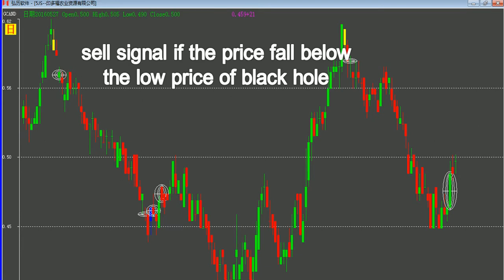Sell signal: if the price falls below the low price of the black hole, you should sell quickly. So where is the sell point? Here is the sell point. Then we can see here is another sell point. So if you see the price fall below the low price of black hole, you should sell quickly. Here is the sell point, and here is another sell point.